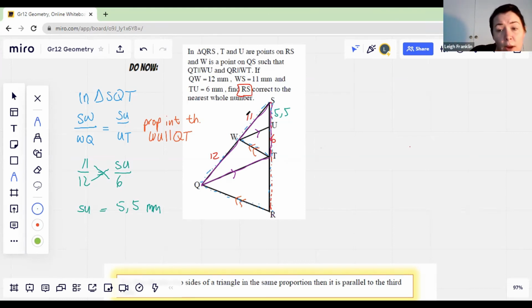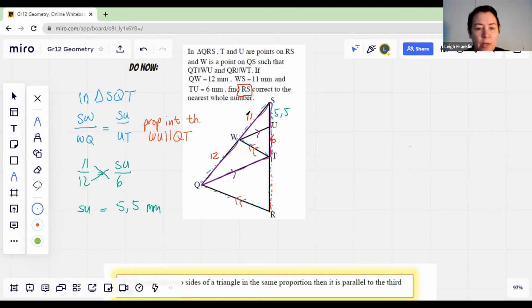Does anybody else know why Christian's wrong about SWT? There are no parallel lines, ma'am. Exactly. So Christian, when you want to work inside a triangle, there has to be a pair of parallel lines. Always look for that. That is the critical thing here, and then you will be able to identify which triangles you work in. But yes, you were right about SQR.